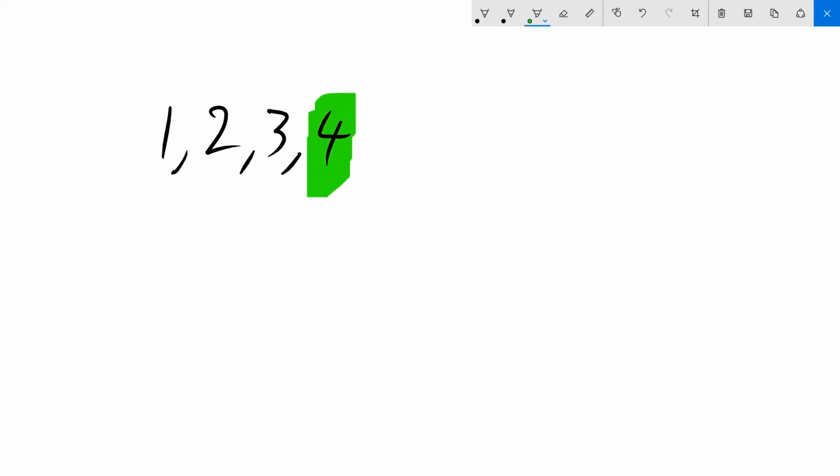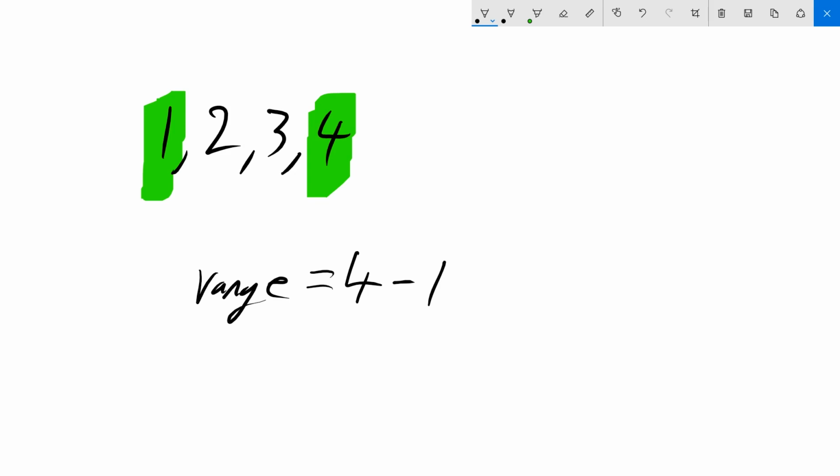Now we'll talk about range. So back to our classic 1, 2, 3, 4. So the range is the biggest number minus the smallest number. So our range is going to be 4 minus 1. Right? That's our range. So our range here is 3.